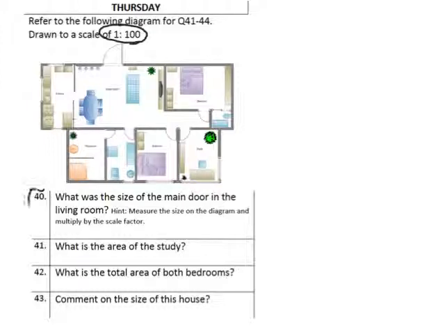Question 40 says, what was the size of the main door in the living room? And the hint says we've got to measure the size on the diagram and multiply by the scale factor, which is going to be times 100. So I need you to grab your homework sheet and get a ruler and measure the main door's size on the living room. So if you've measured that now, I've got about 8 millimeters.